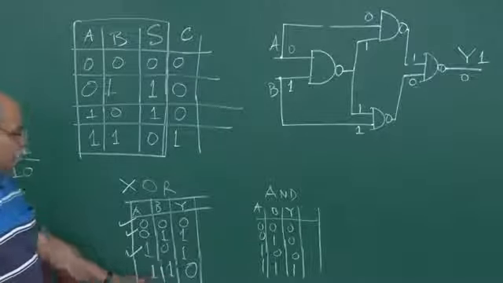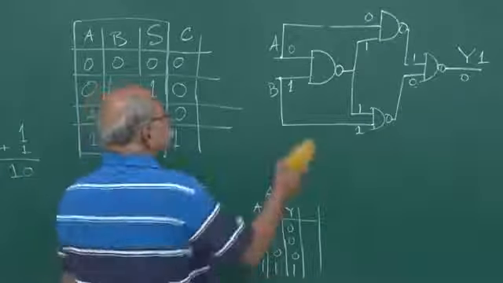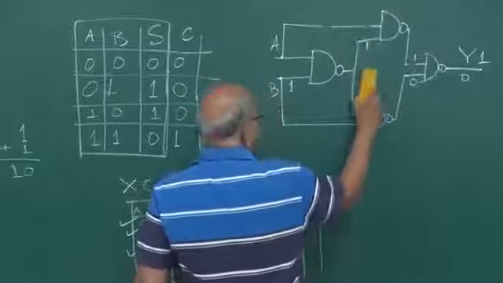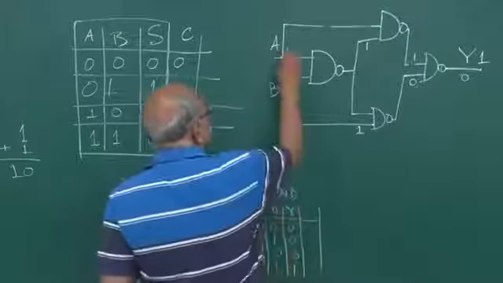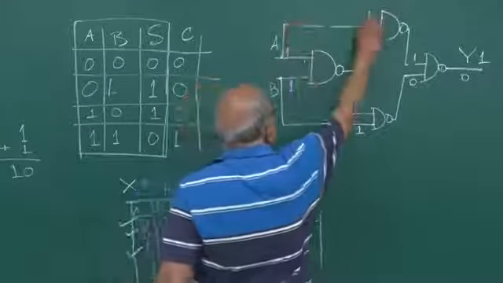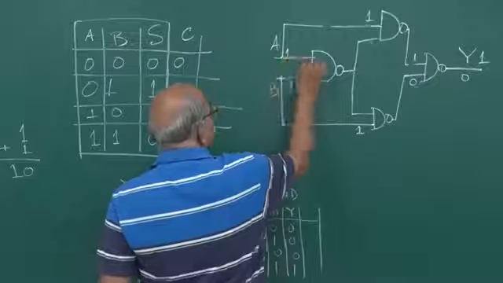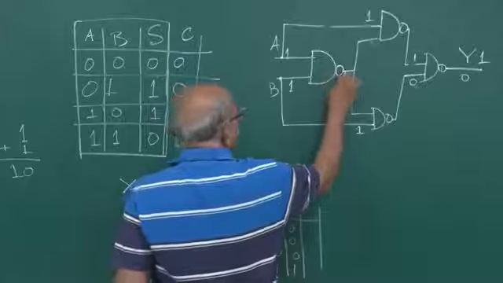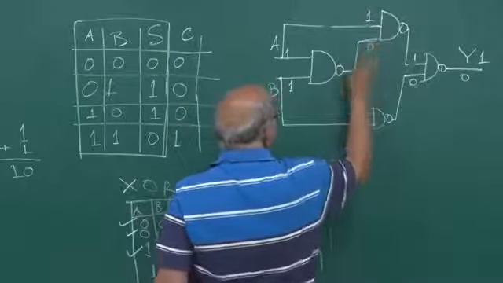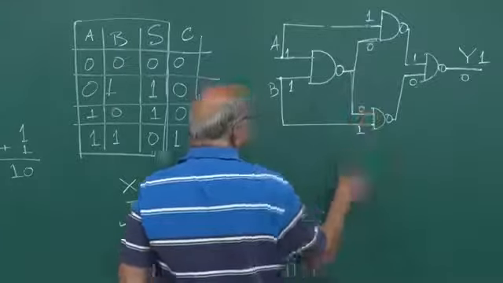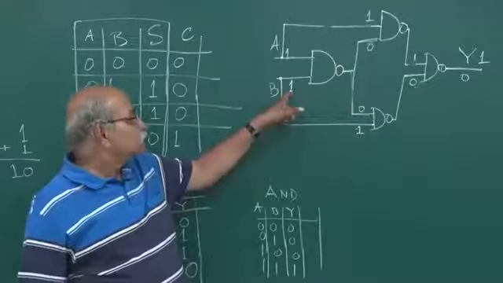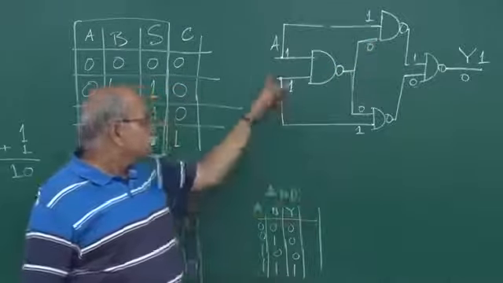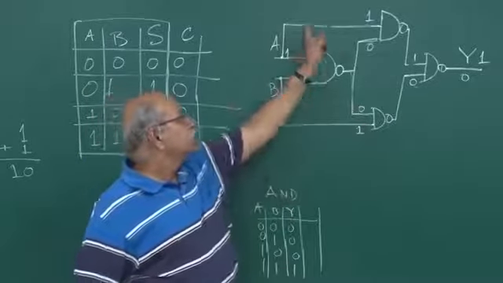Last one, 1 and 1. A is 1 and B is 1. So both A and B are 1. This is also 1. So this 1 reaches here. And what happens this side? 1 and 1 will be 1. And NOT of that will be 0. So this is 0 going here and this is going 0 here. Correct? 1 and 1 gives you 1. NOT of that is 0. That 0 goes here, that 0 goes there. And this 1 is directly fed here. This 1 is directly fed here.